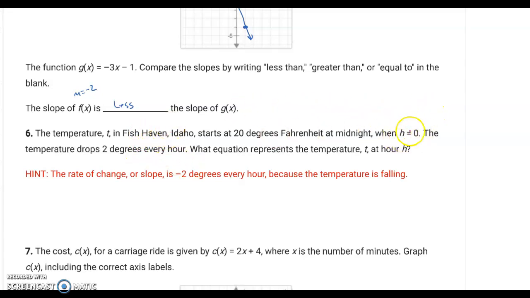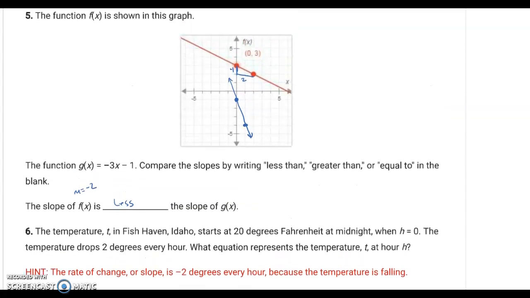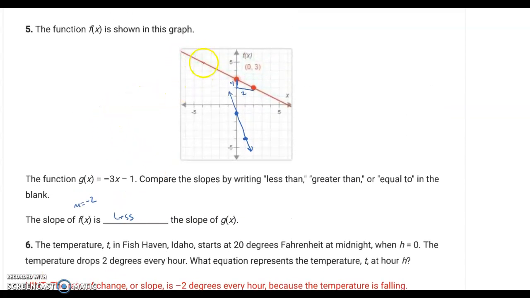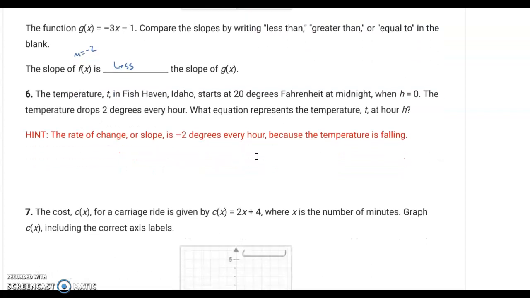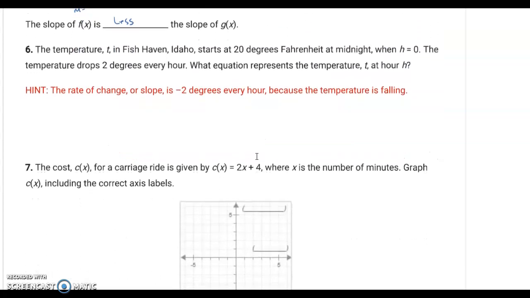So before we left for the other video, we learned that number one, the steeper the line, the greater the slope. The less steep, the less the slope is. So when I compare the slope of f of x, the red one, and g of x, the blue one, since the red one is less steep, the slope of f of x is less than the slope of g of x. Now, number 6, real quick.